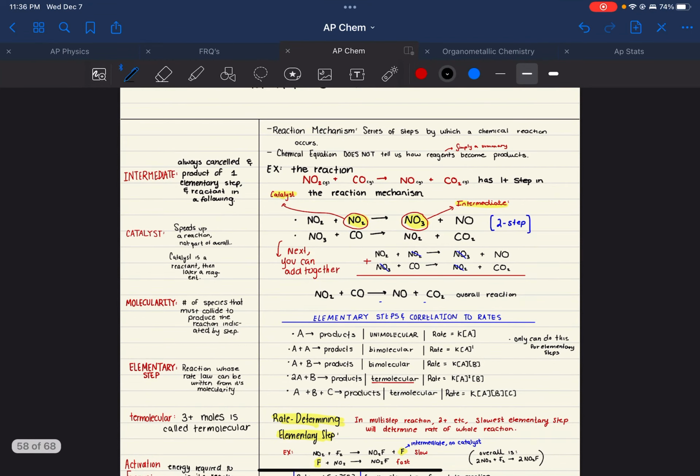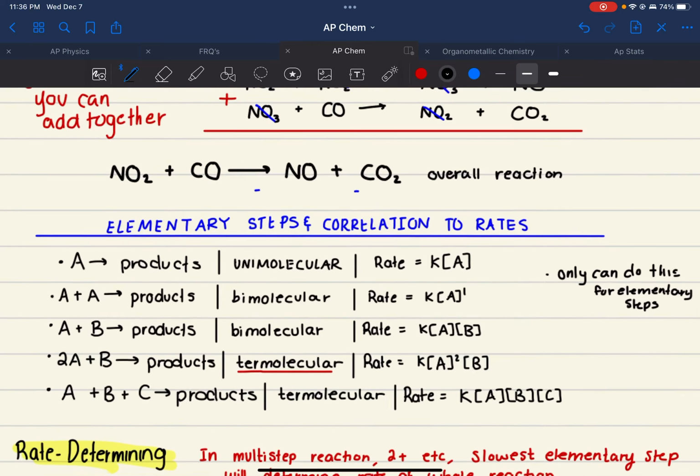Hey guys, today I'm going to be going over some notes I took on kinetics. Okay, so this is about reaction mechanisms, and I really want to talk about the elementary steps.